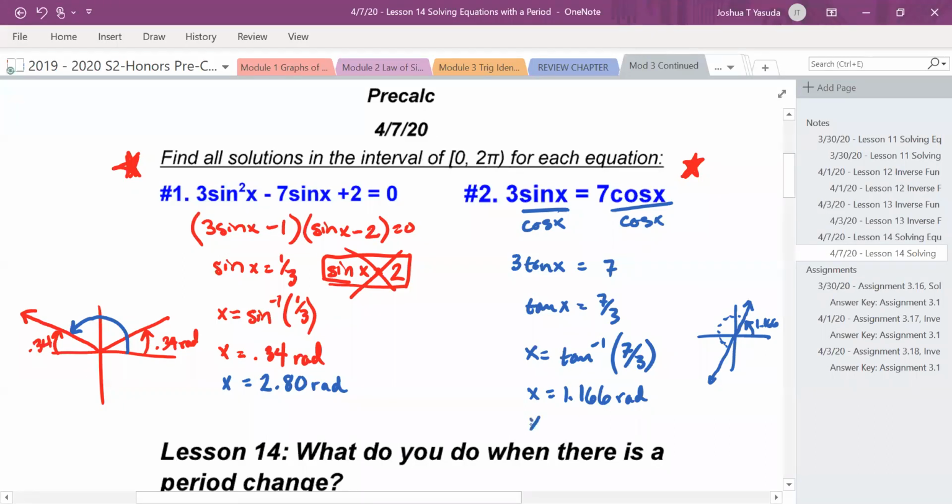Okay. X equals 4.307. That's what I got. Okay. Questions before we move on solving?